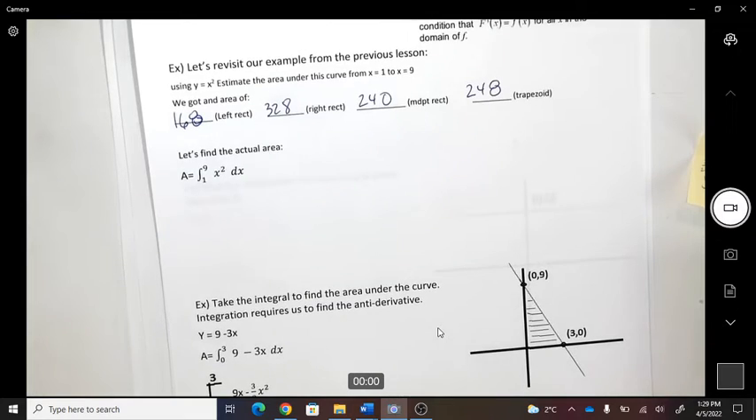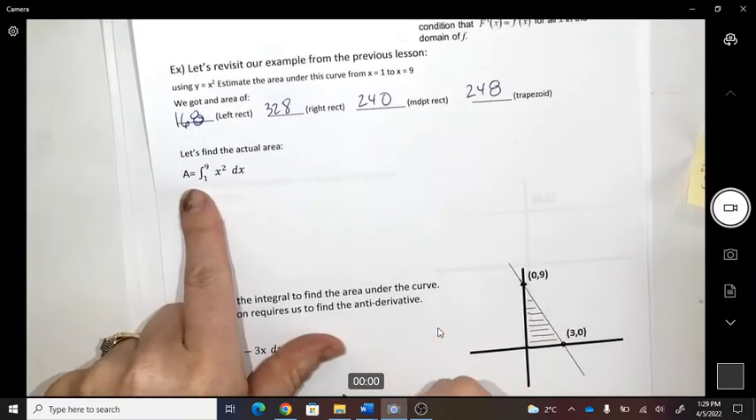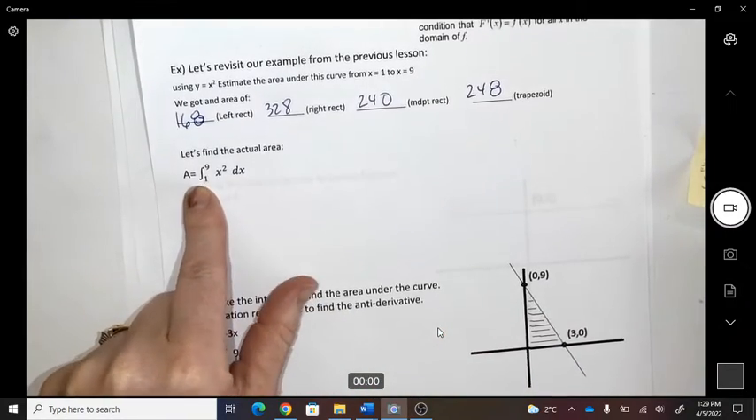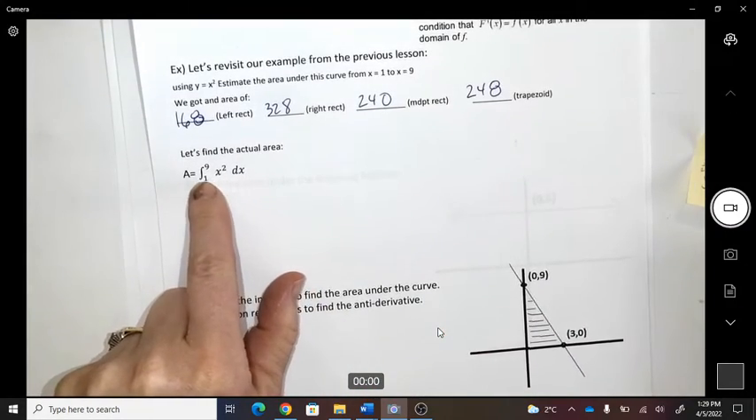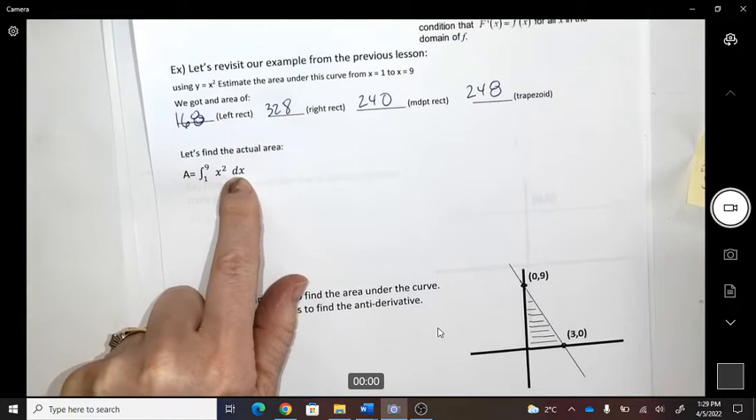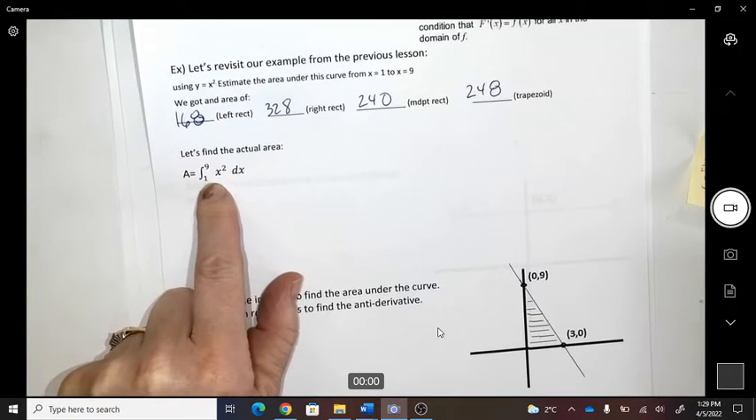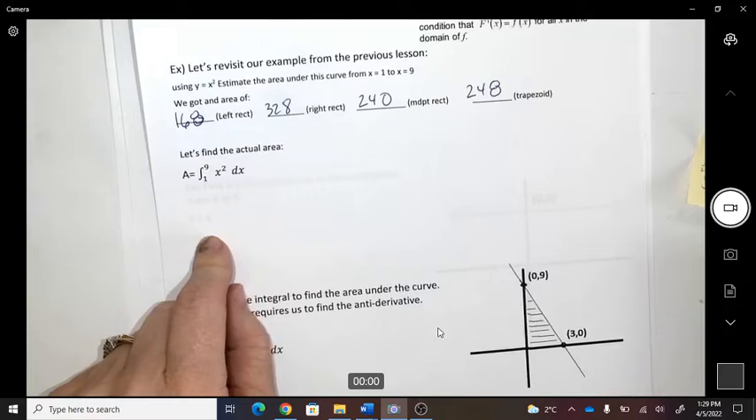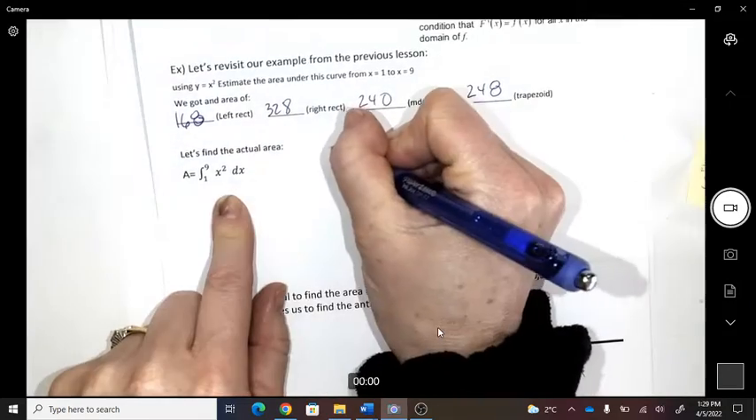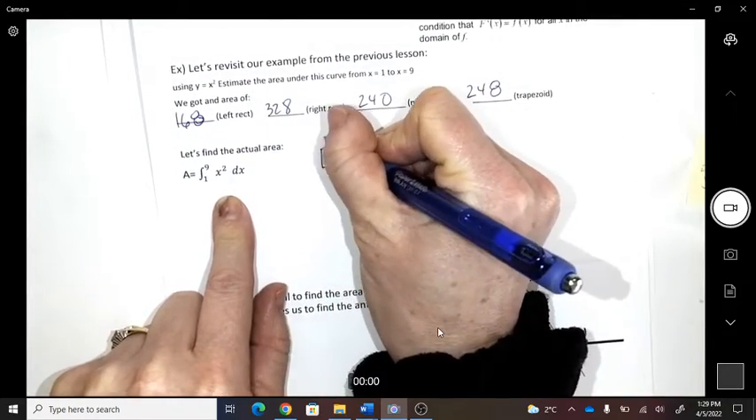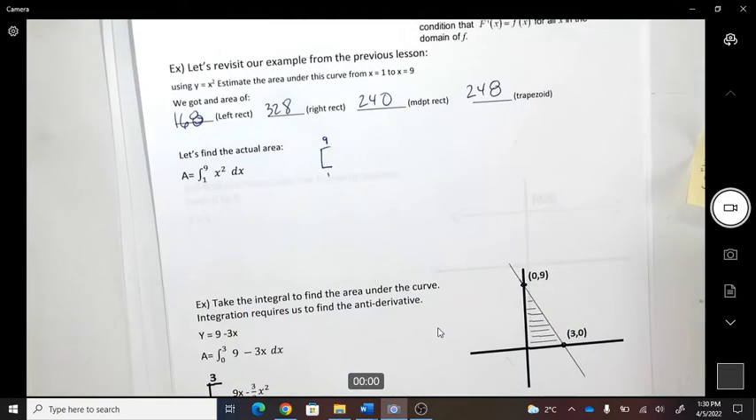Okay, so we're going to figure out what is the actual area. I've already set it up here. When you do an area, you do this. I'm going to integrate this equation with respect to x from 1 to 9. That's what that language all means. So I'm going to put a square box like that, which means now I'm going to do the actual integration.